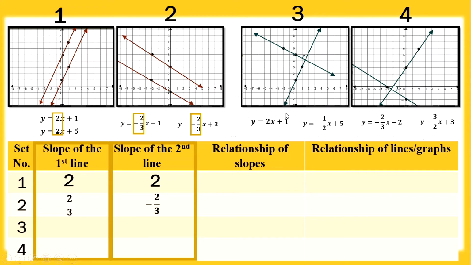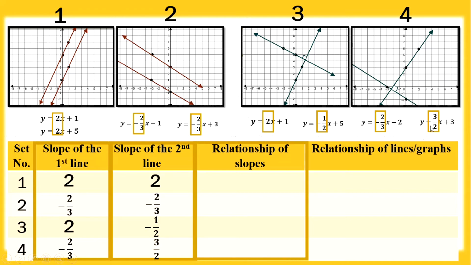And for the third set, slope is 2. And this one, negative 1/2. And for the fourth set, slope, we have negative 2/3 and positive 3 over 2. Now, this time, let us have the relationship of the slopes. So, for the first set, same yung slope natin. Same with the second set. Same slope tayo. Next, we have the third and fourth set. For their slope, 2 and negative 1/2 and negative 2/3 and positive 3 over 2.